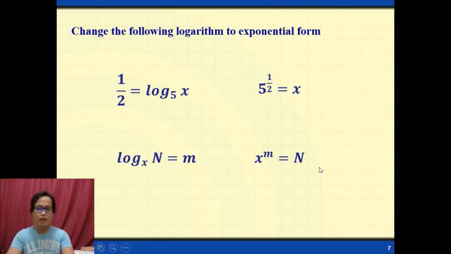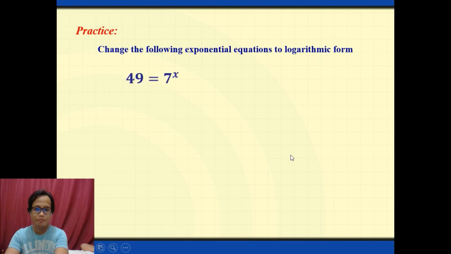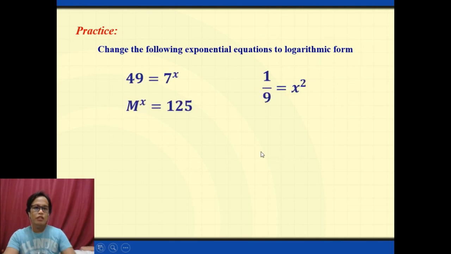before ko mo end this for this video, try answering these exercises. Practice lang. Change the following exponential equations to logarithmic. So 49 equals 7 raised to x, m raised to x equals 125, 1 over 9 equals x squared. So from these are in exponential form, change to logarithmic form.